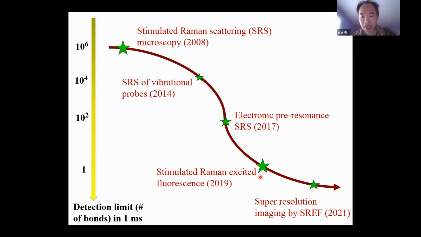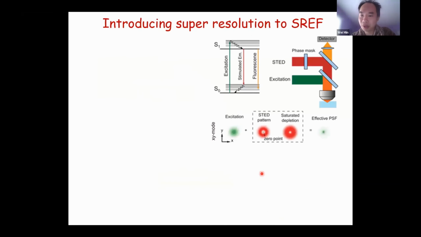And finally, we can push to super resolution, because it's almost obvious: once we have fluorescence hooked up in the process, you can just harness all the fluorescence-based super-resolution techniques. Nowadays, everybody understands that. You can use single-molecule methods like PALM and STORM, or you can use STED. We actually took a simple approach. We just used STED, which is stimulated emission depletion.